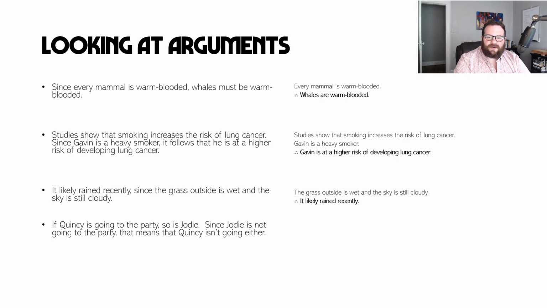If Quincy is going to the party, so is Jody. Since Jody is not going to the party, that means that Quincy isn't going either. Okay. What do you think the conclusion is here? What's the main point that they're trying to make? Quincy isn't going to the party, right? Quincy isn't going either. So, how do we give it in standard form? List the premises up top, and then the conclusion. If Quincy is going to the party, so is Jody. Jody is not going to the party. Therefore, Quincy is not going to the party. Okay.